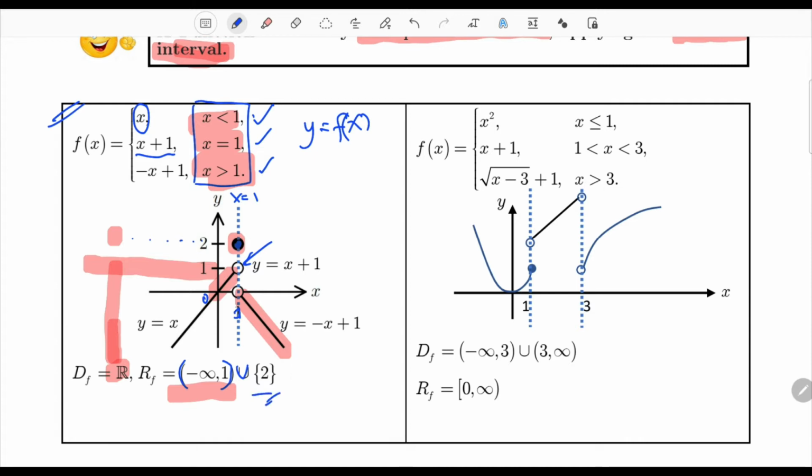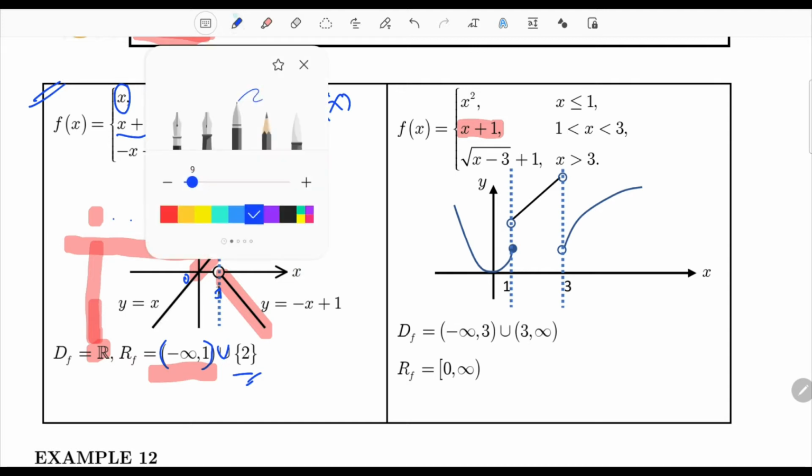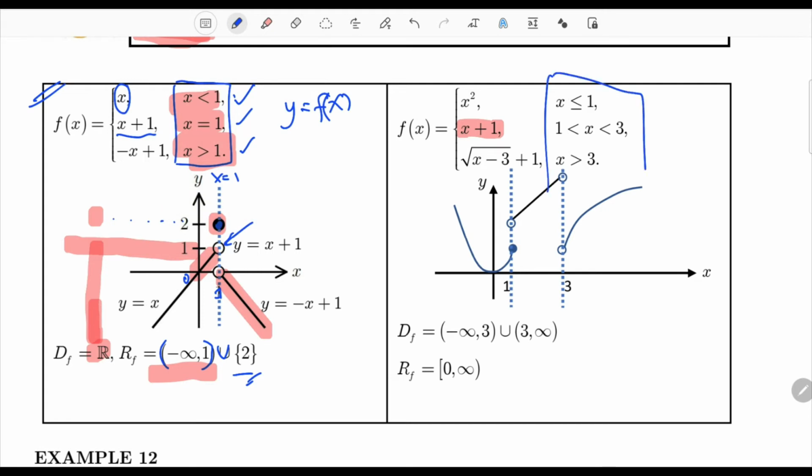So that's how you look at the range. Right, the next example: if you have f(x) equal to x squared when x is less than or equal to 1. Between 1 and 3, you have the second function, x plus 1. When x is greater than 3, you have the third function, square root of x minus 3, plus 1. Okay, so you have to focus on the values of the range given.